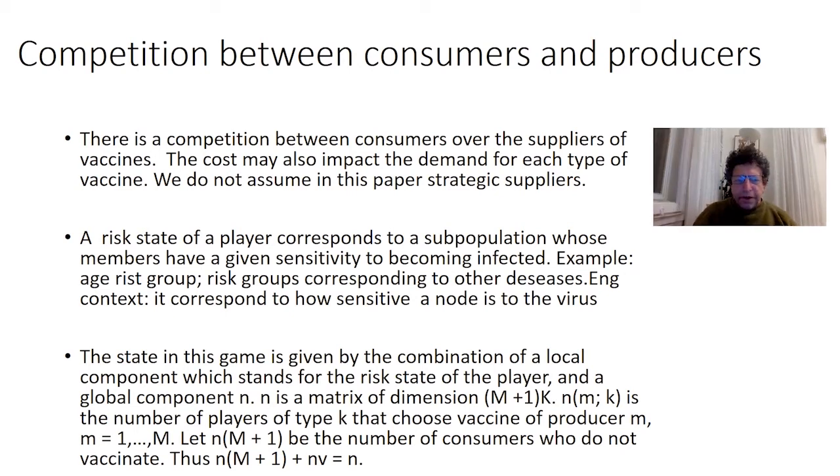We next describe the state of the system. There is a risk state of a player that corresponds to a subpopulation whose members have a given sensitivity to becoming infected. Examples are age, risk group, or risk groups corresponding to other diseases. In engineering, it could correspond to how sensitive a node is to the virus.